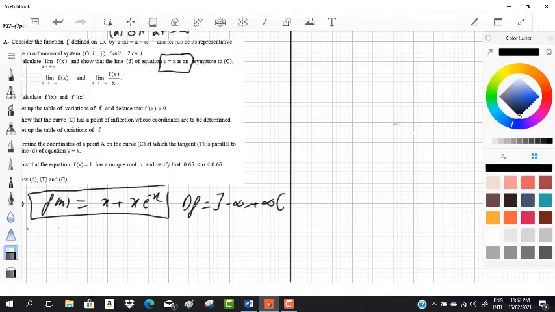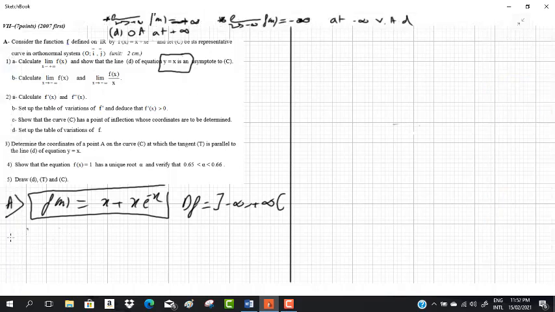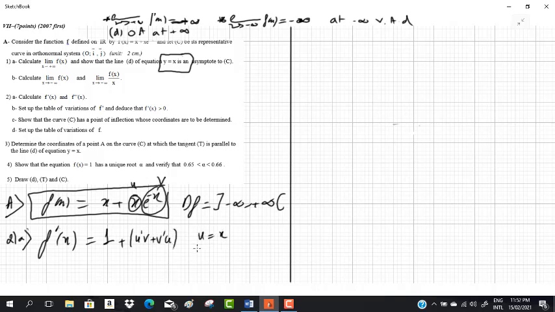Now part 2a. Calculate f prime of x. Derivative of x is 1. Derivative of x e minus x is in the form u dot v, because we have a product between two factors, and its derivative is u prime v plus v prime u. U is x, u prime is 1, v is e minus x, v prime is minus e minus x. U prime v is 1 times e minus x, plus v prime u, minus e minus x times x.